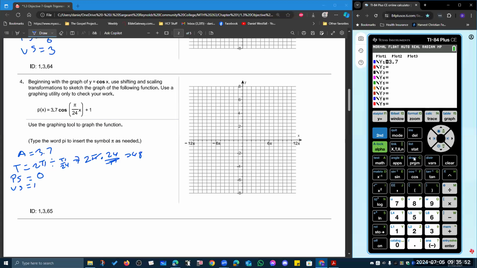So 3.7 cosine of pi x over 24 plus 1. Our window is going to go from negative 12 pi to 12 pi, and then that's 1, 2, 3, 4, 5, 6 increments of pi here. And then we go negative 8 to 8 by 1/2. That's good. Graph. It looks like that.